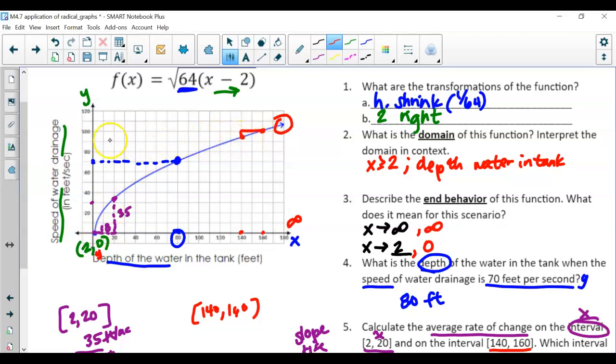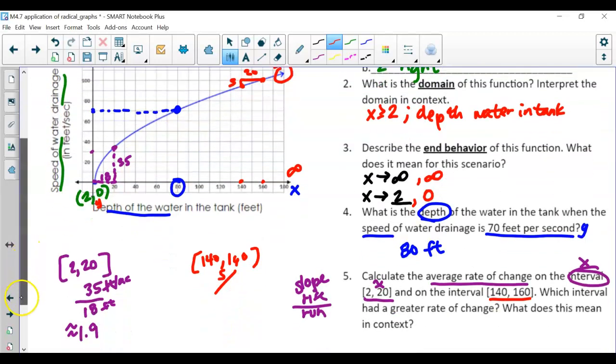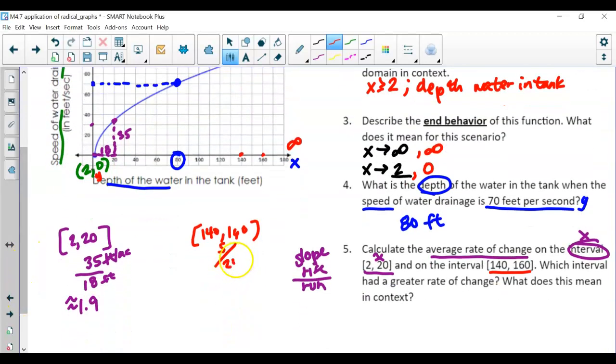Now notice here, this is just about 5, right? We went from about like 95 to 100. So this is only 5. And our run here, so 5 over, we went from 140 to 160. So this is 20. So 5 to 20. So really, this is just approximately 0.25.